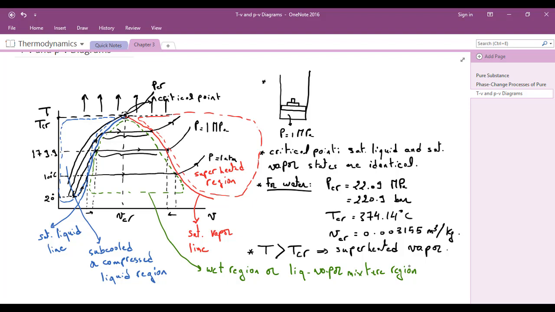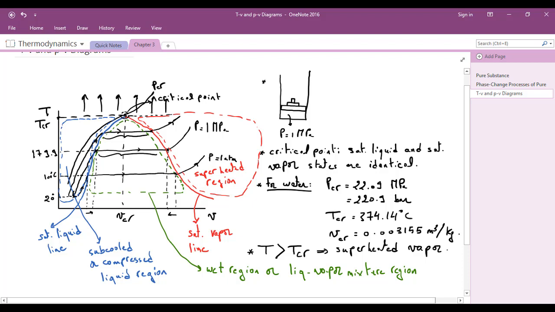So the TV diagram is of great interest since it helps us fix the state of a pure substance by knowing two properties, for example T and V, or T and P, or P and V. Any two independent properties, if we know their values, we can fix the state on the TV diagram, and depending on the location of this state, we can classify the state as compressed liquid, saturated liquid, a liquid vapor mixture, saturated vapor if it is on this line, or a superheated vapor to the right of the saturated vapor line. Or if T is higher than T critical, we can also say that this is a superheated vapor.